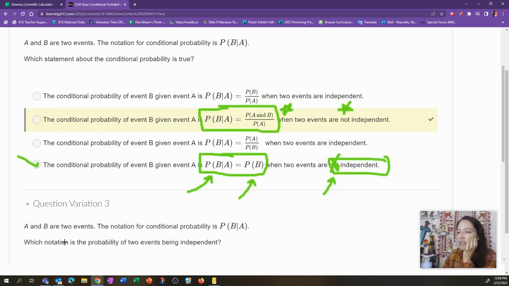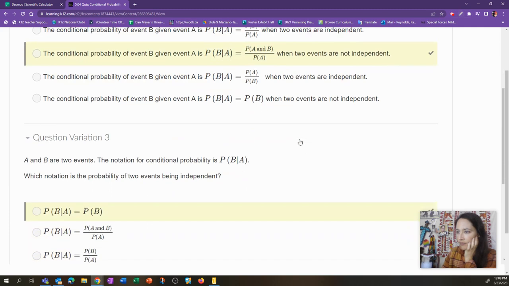Question 3. A and B are 2 events. The notation for conditional probability is said, again, P, the probability of B, given that A has happened. Which notation is the probability of 2 events being independent? Independent. We just did it with the coin and the dice.